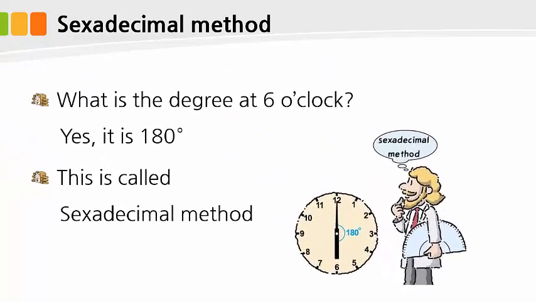What is the degree of an angle when it is 6 o'clock? Yes, it is 180 degrees. We call this the sexagesimal method, a general method to express these rotating angles in degree units.